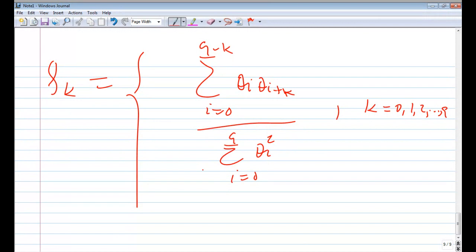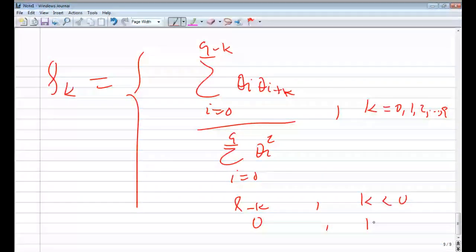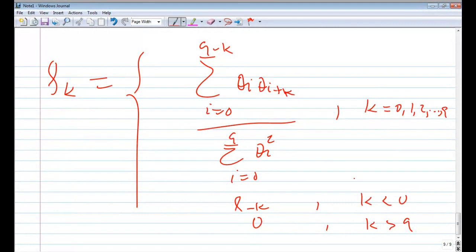And then rho k can also be equal to rho of minus k, provided k is less than 0, isn't it? And then rho k can also be equal to 0, provided k is greater than q. So now this is the autocorrelation function at lag k. Autocorrelation functions at lag 0, lag 1, lag 2, and so on.